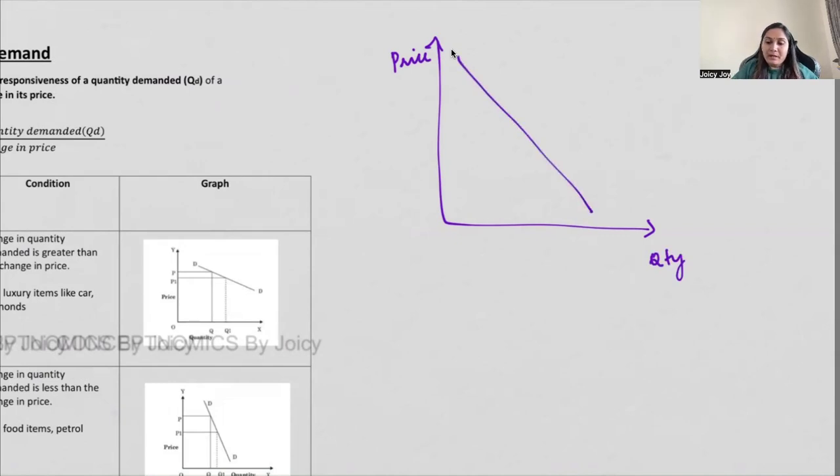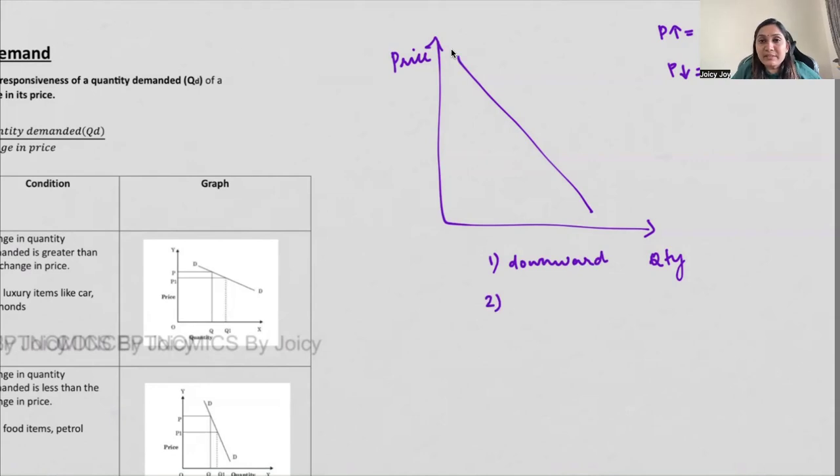So we know that demand curve is the graphical representation of law of demand. So what does the law of demand say? Law of demand says that when the price increases, quantity demanded decreases, and when the price decreases, quantity demanded increases. This is what the law of demand says, and the graphical representation of law of demand is called the demand curve. Now we know the features of demand curve. First one is that it is a downward sloping curve.